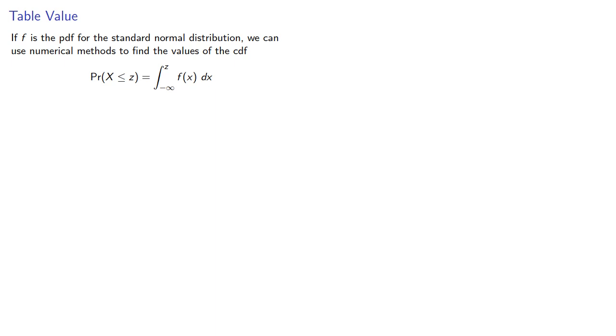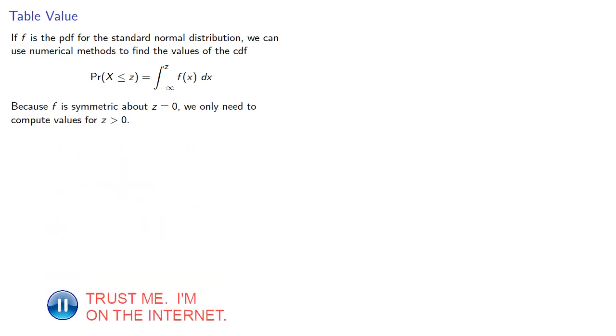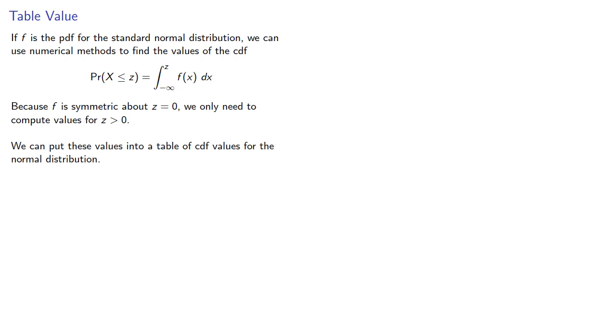If f is the PDF of the standard normal distribution, we can use numerical methods to find the values of the CDF. And because f is symmetric about z equals 0, we only need to compute values for z greater than 0. We can put these values into a table as CDF values for the normal distribution.